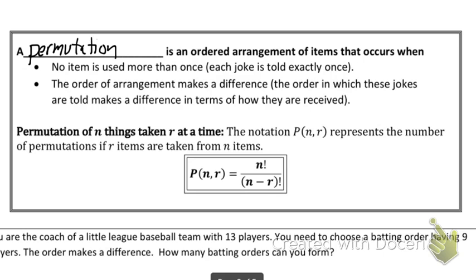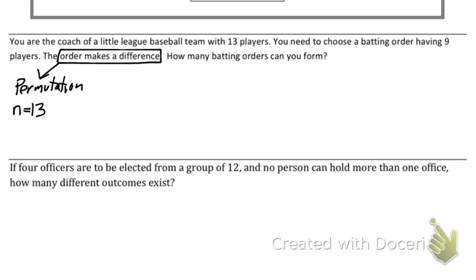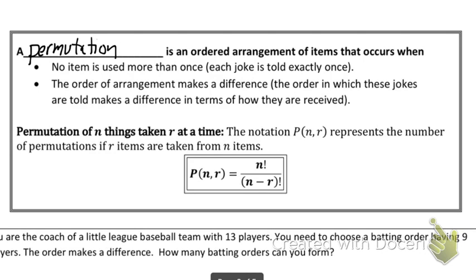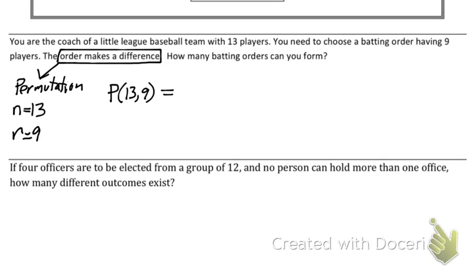So that leaves us with our r value. Our r value is how many I'm picking, and I'm picking 9. So the notation of this one would be a permutation, 13, pick 9. So I have a pool of 13, I'm picking 9. Then we just plug it into that formula. That formula tells me we're going to have n factorial over (n minus r) factorial.